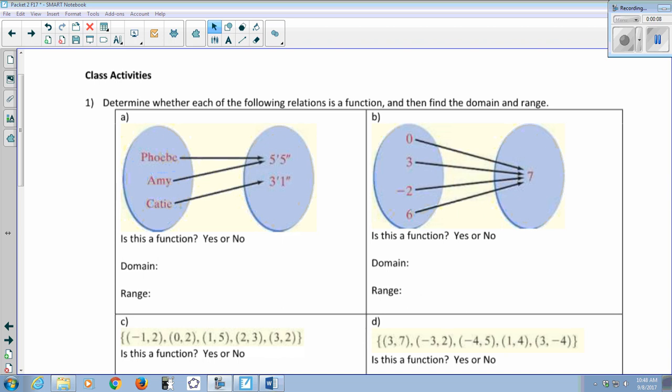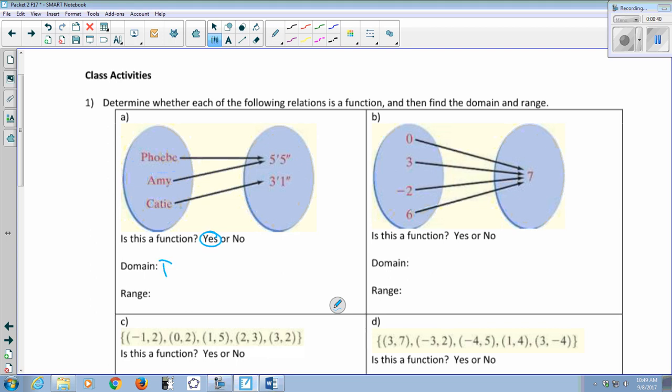All right, so I'm supposed to determine whether each of the following relations is a function and then find the domain and range. Okay, so the definition of a function is that each x value can be associated with only one y value. So Phoebe, is Phoebe associated with more than one y? Nope, she's 5 feet 5 inches. Amy, is she associated with more than one y? No, she is just 5 feet 5 inches. And Katie, is she associated with more than one y value? Nope, she's 3 feet 1 inch. So yes, this is a function.